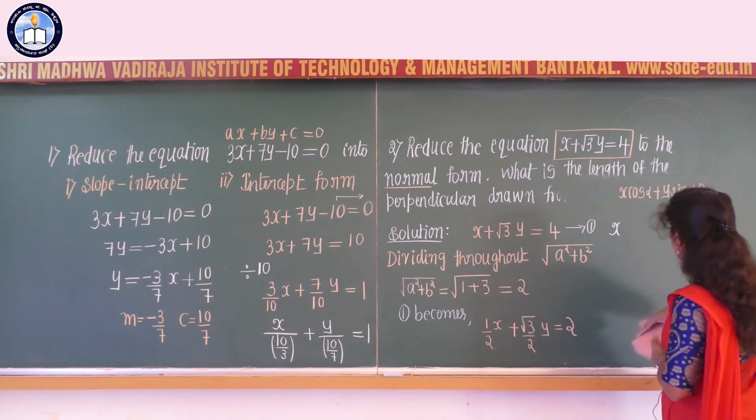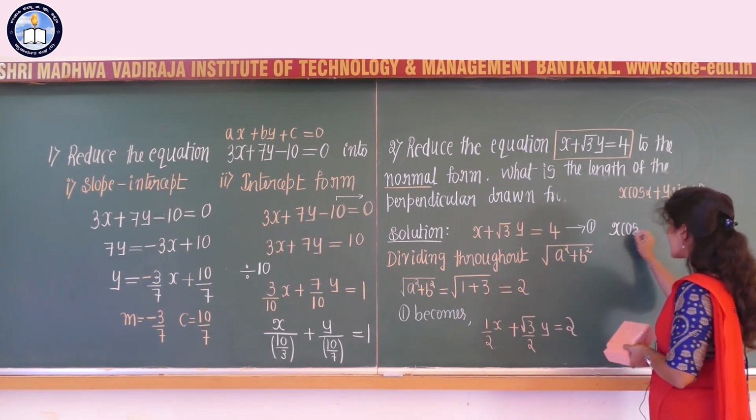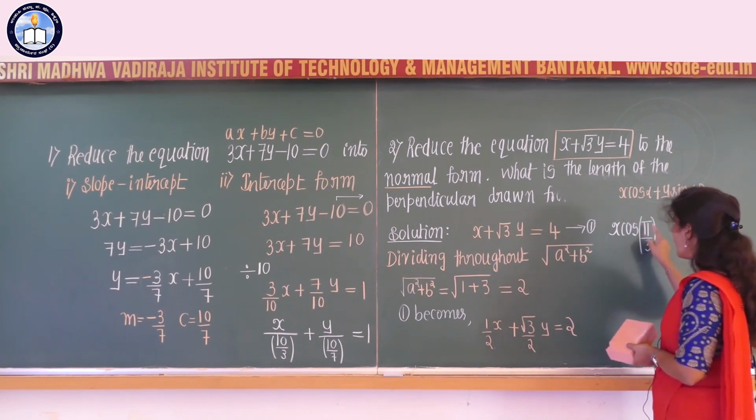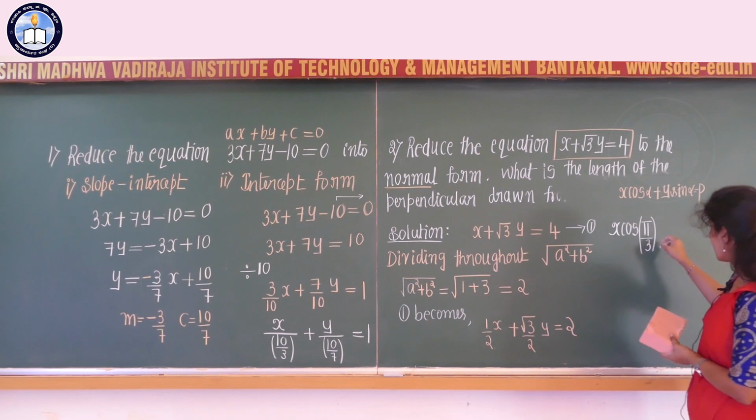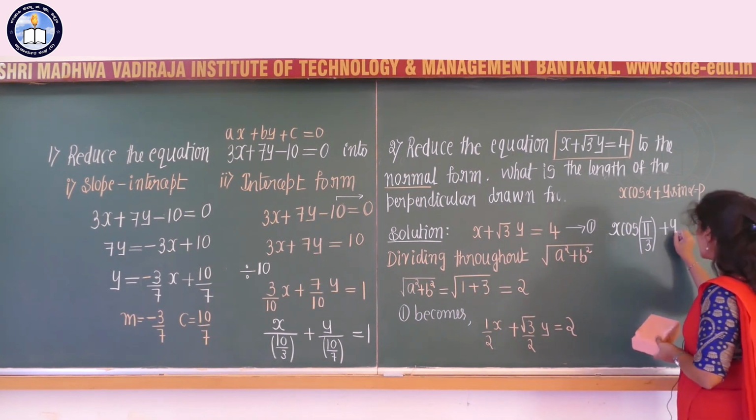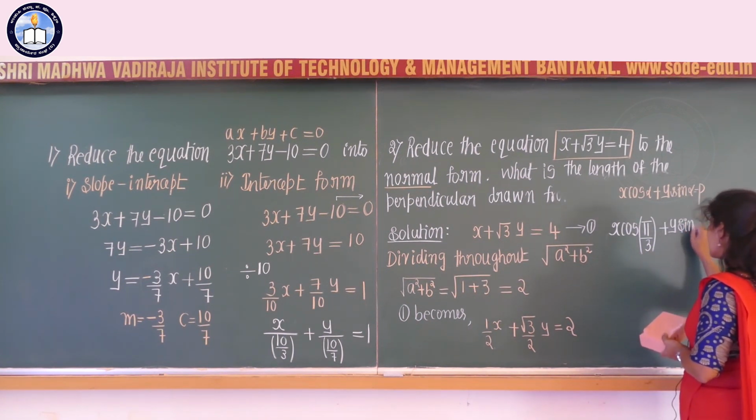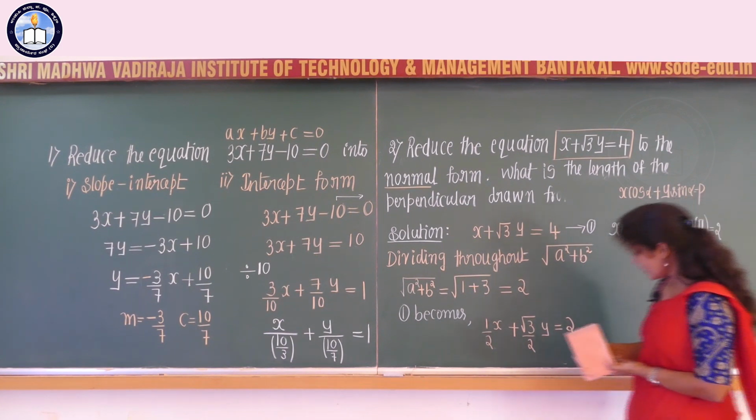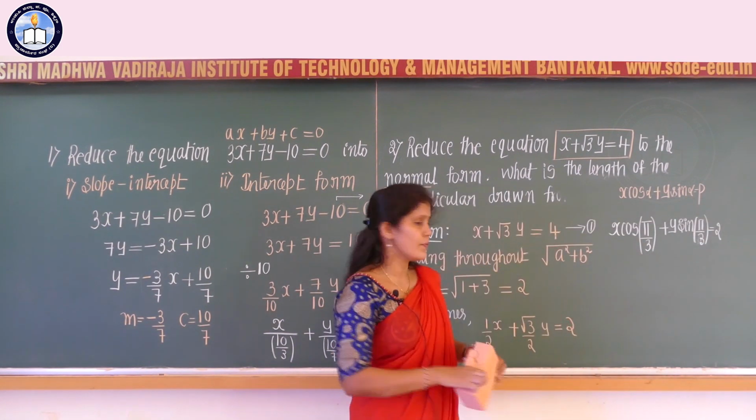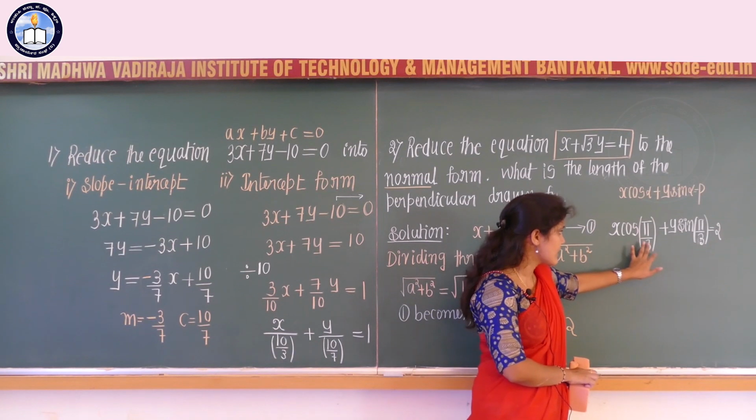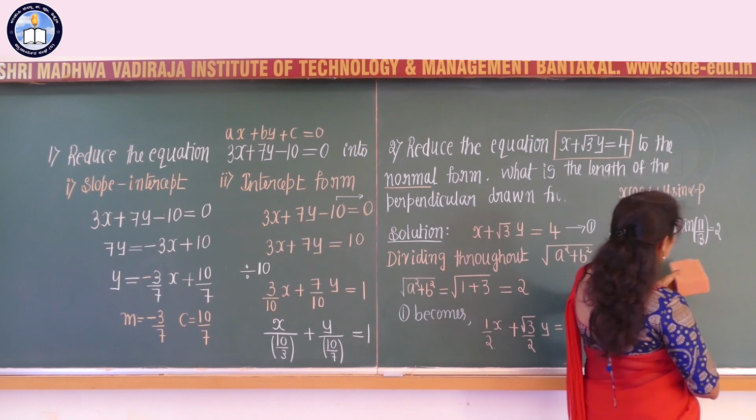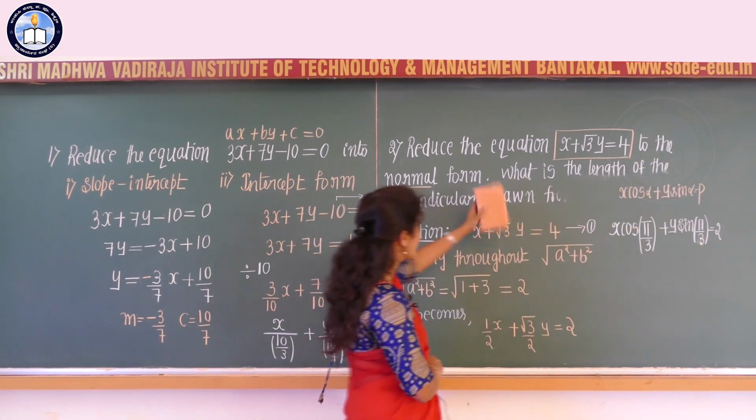So this I can write as x into cos of 60 degree, which I can write as pi by 3, that is 180 divided by 3, 60 degree, plus y into sin 60 degree, that is nothing but sin of pi by 3, which is equal to the constant 2. That is nothing but the normal form of equation of a line, x cos alpha plus y sin alpha is equal to p, and that we can consider as the required equation of the line.